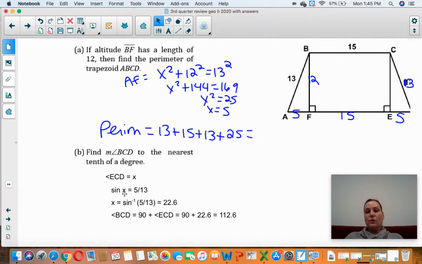Remember, when you don't have the angle, you're going to do that inverse. So X equals sine inverse of 5 over 13, which is 22.6. And then to find BCD, BCD is 90 degrees plus angle ECD. So 90 plus 22.6 is 112.6.